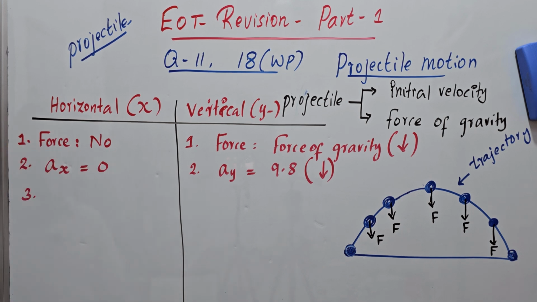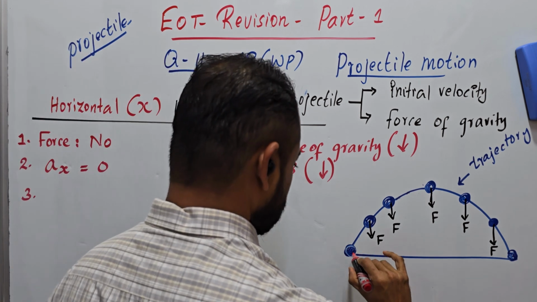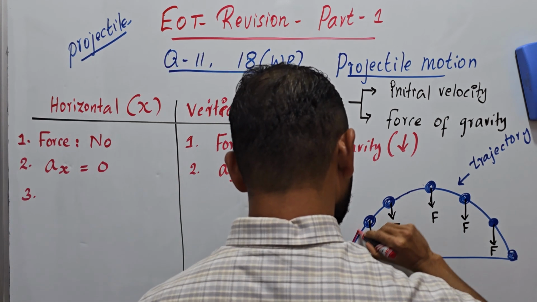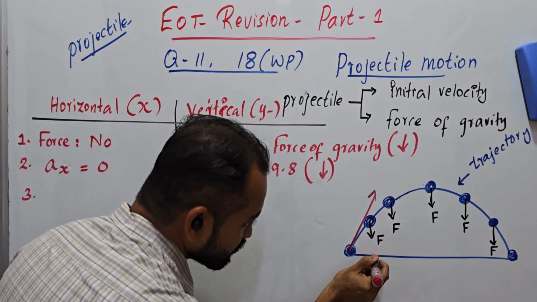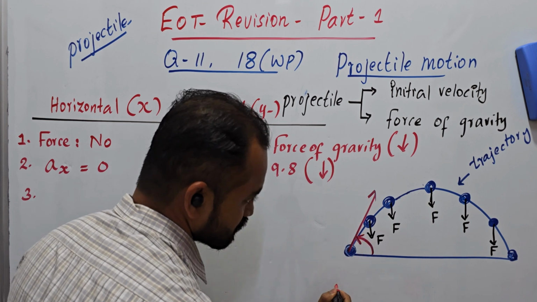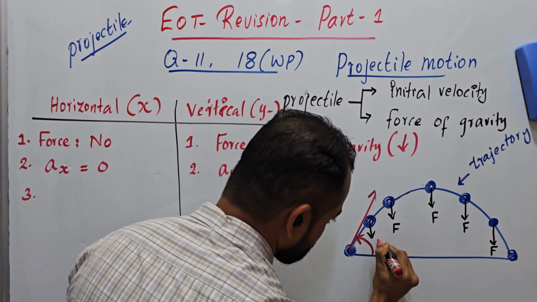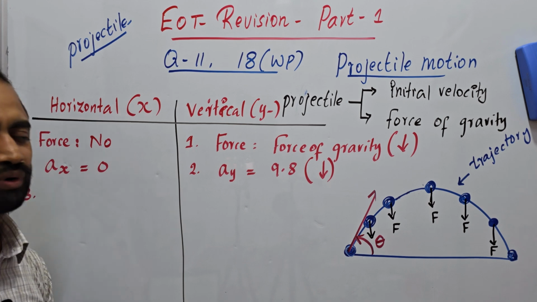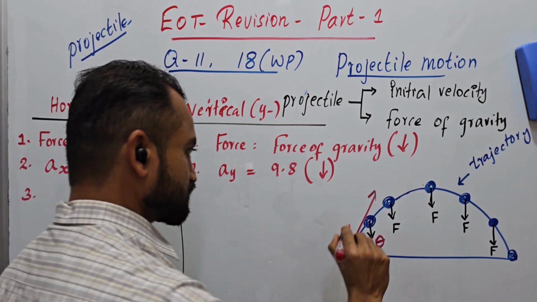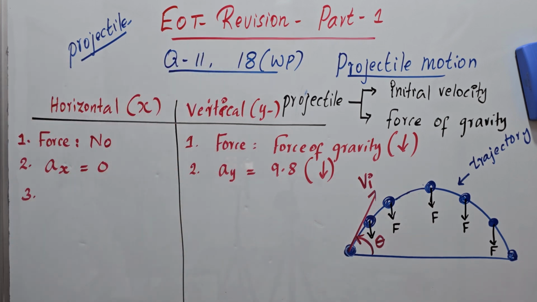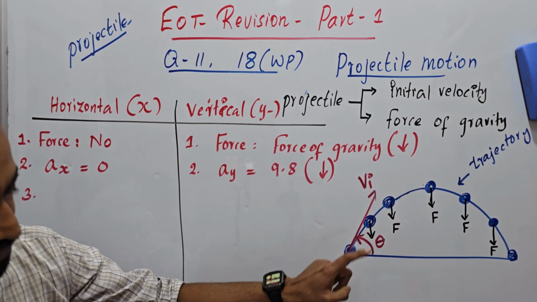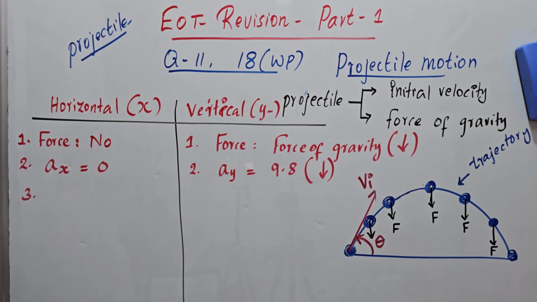Number 3. So here you can see the player is kicking the ball along this direction. He is kicking the ball at an angle from the x direction, at an angle from the x axis. We can say this angle is theta. So this is the initial velocity of the ball. The direction of the initial velocity is making an angle theta from the x axis, or theta with the horizontal direction.